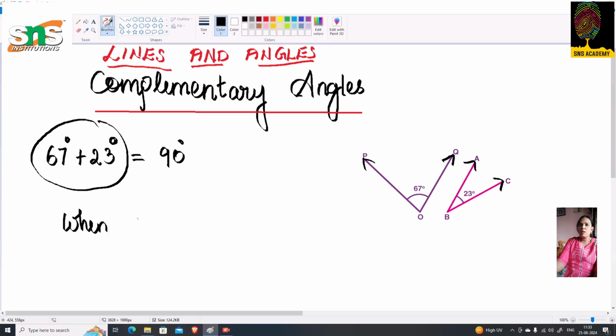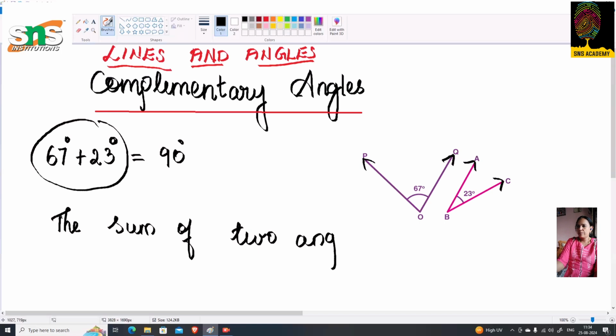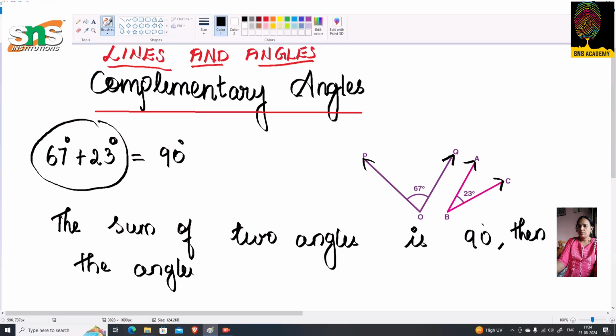When the sum of two angles is 90 degrees, then the angles are known as complementary angles.